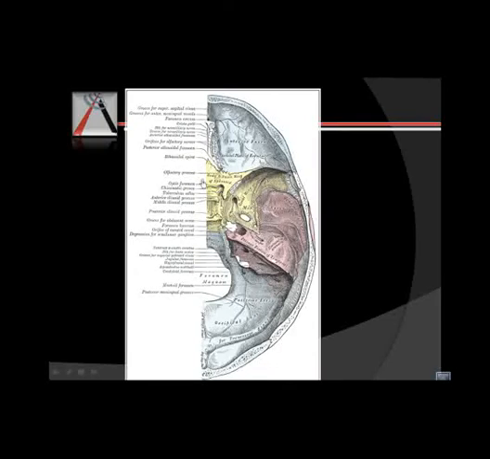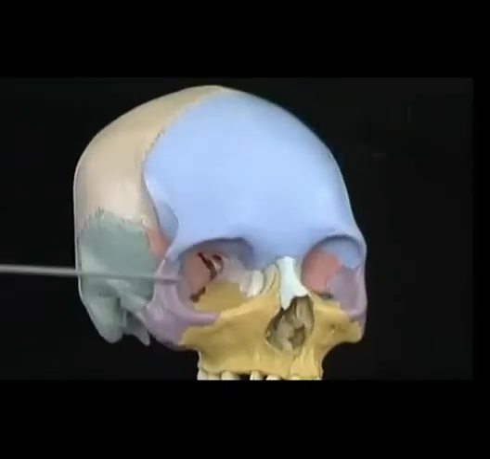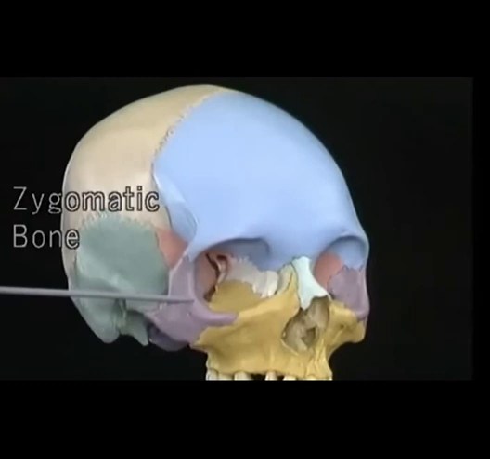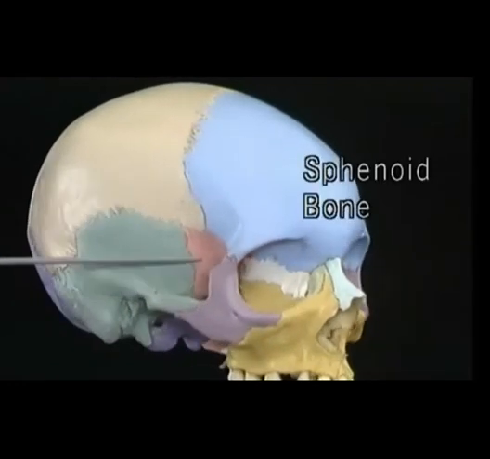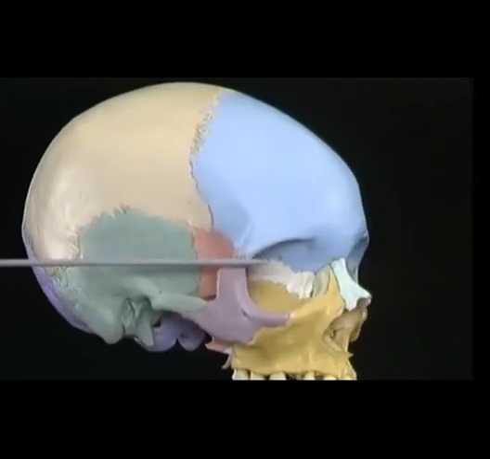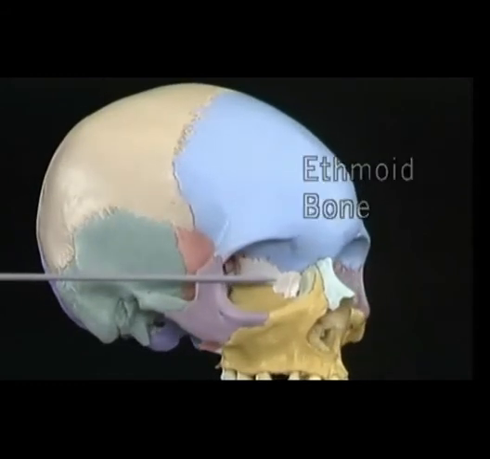In this diagram, we can see the sphenoid bone inside the cranial cavity. This is the lesser wing, this is the greater wing, and these are the foramens. And this is the junction wherein it forms a foramen lacerum. Let's see the facial bones. This is the frontal bone, this is the zygomatic, this is the maxilla, this is the sphenoid bone, and this is the ethmoid bone.